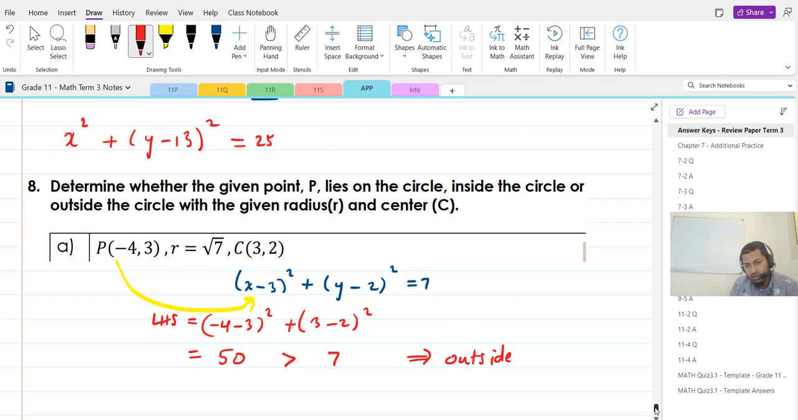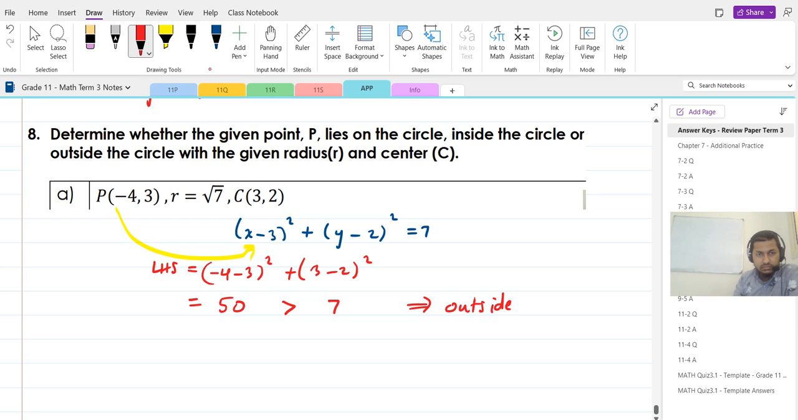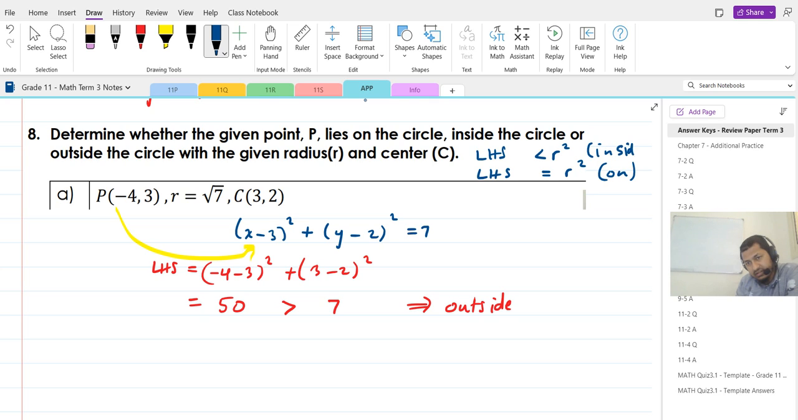So what's the rule here? The rule here is if the left hand side of the equation, when you substitute the point, is equal to r squared, it lies on the circle. If the left hand side after substitution is less than r squared, it lies inside, right? And if the left hand side is greater than r squared, then it lies outside the circle.